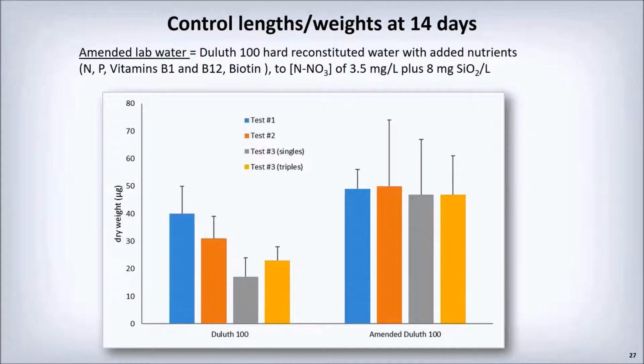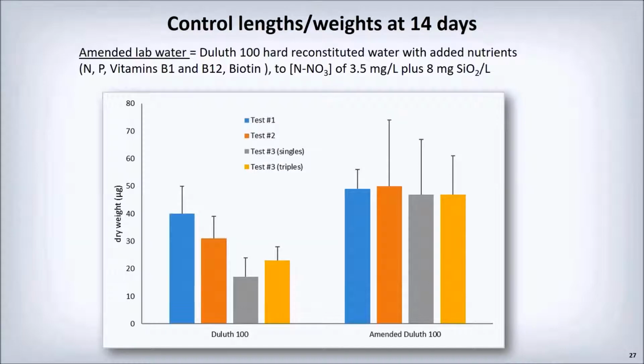So we did some experiments with mayflies where we created an amended lab water, where we took our reconstituted water with a hardness of about 100, and we added nitrogen and silicon and phosphorus, and then also some B vitamins and biotin. And then we just did some comparisons of 14-day growth with no contaminants in this case. We did these tests 3 times, and the third time we tested treatments with 1 organism per beaker, and treatments with 3 organisms per beaker. That's the triples and singles in test number 3.